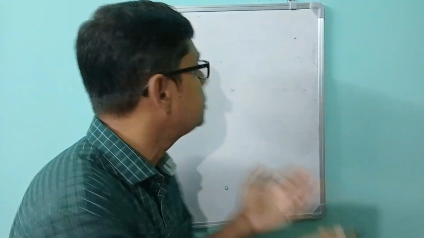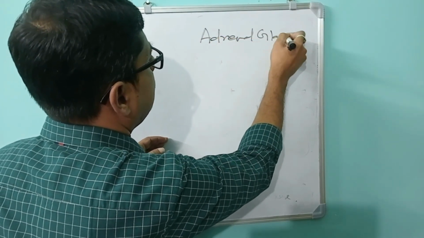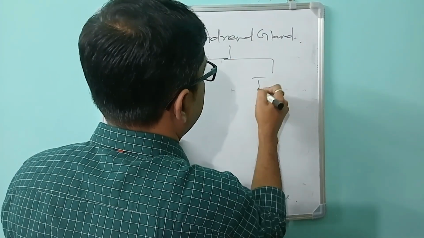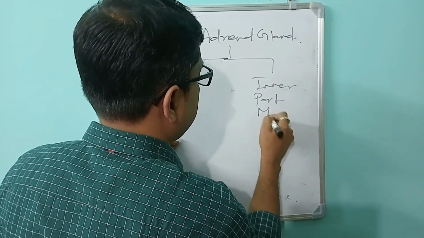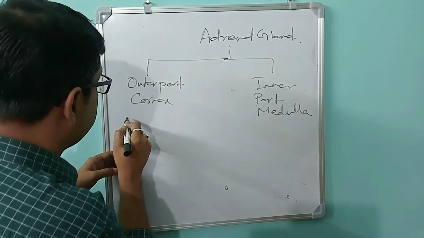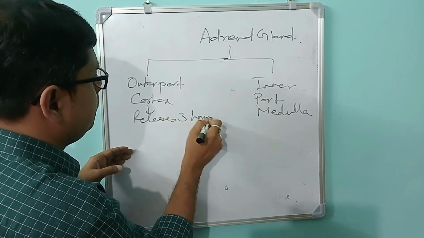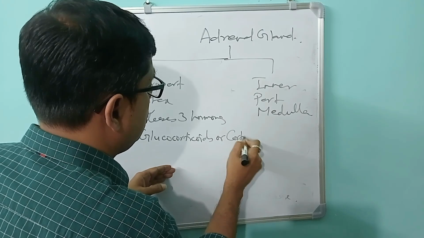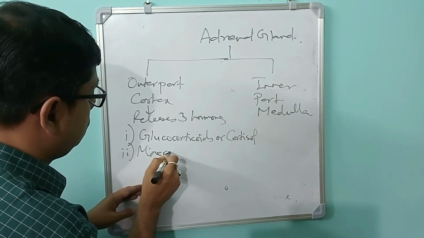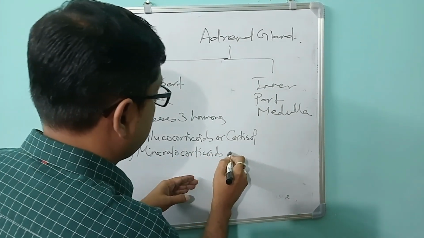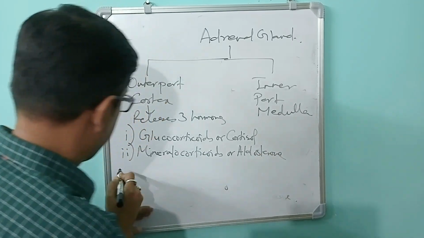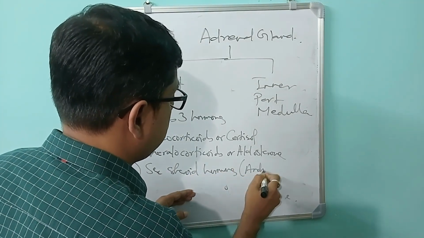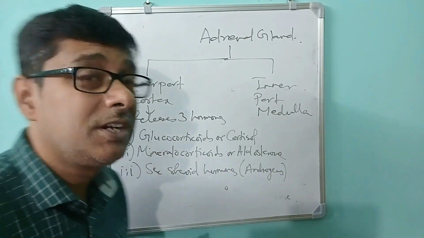So adrenal gland has two parts, an outer part called cortex, and an inner part called medulla. The outer part, cortex, releases three hormones mainly: glucocorticoids or cortisol. Number two, mineralocorticoids or aldosterone. Number three, steroid hormones, which are also called androgens. Okay, so these three hormones are released by adrenal cortex.